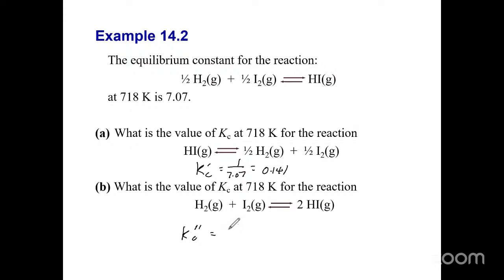Multiplied by 2. Nope. What did we just say? If you multiply the equation by 2, what happens to the Kc value? Square, exactly. So it would be 7.07 squared. According to my calculation, 7.07 squared, rounded to 3 sig figs, would be 50.0. And that's how you do that.